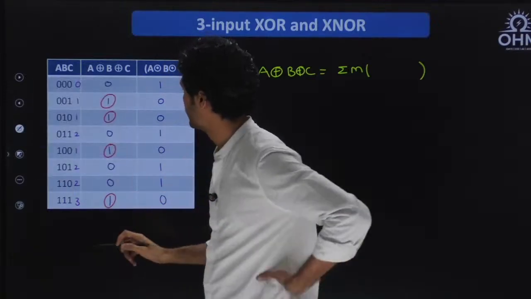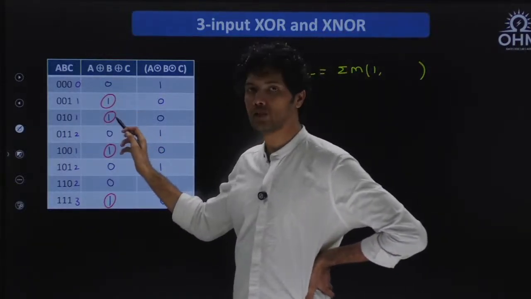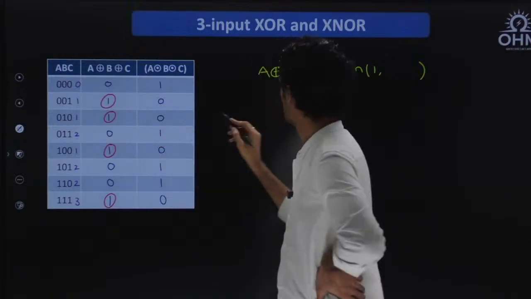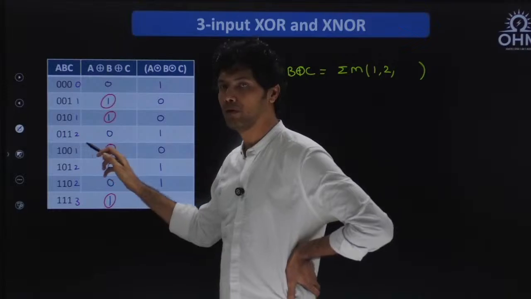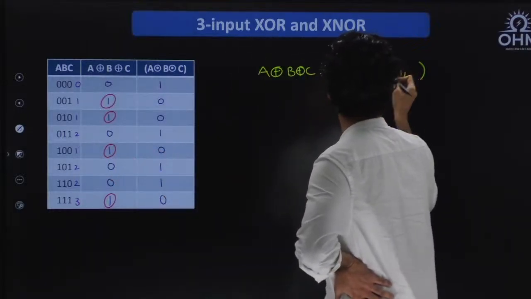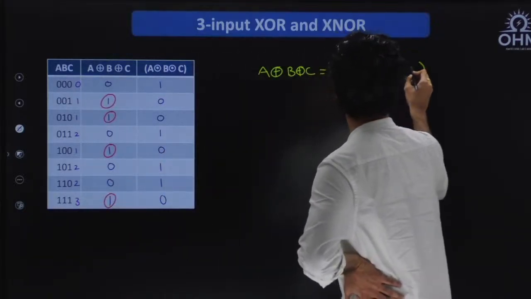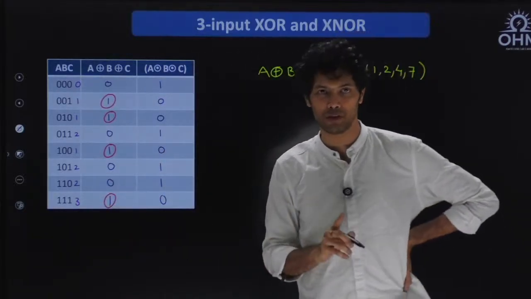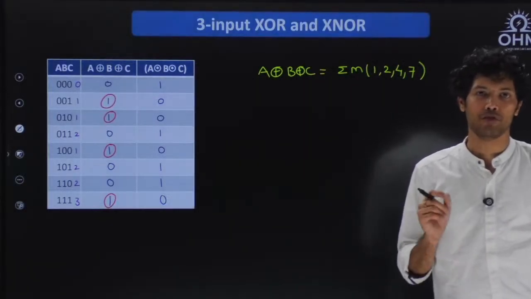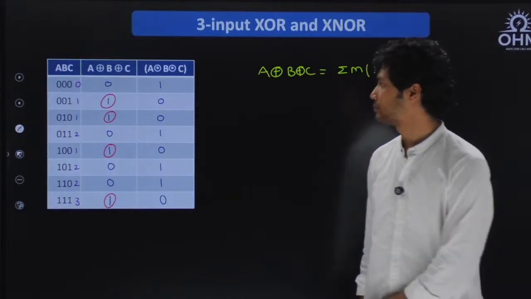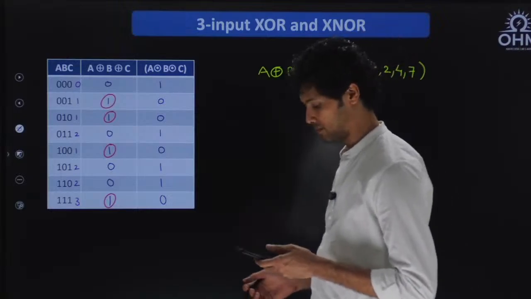They correspond to what? If you notice, 0 0 1 means index number 1. Then the next one corresponds to 0 1 0, value is 2, so index number 2. Next is 1 0 0, index number 4. And lastly, we have triple 1, which means index number 7. So 1 2 4 7. Do remember these numbers. 1 2 4 7 is the representation of the XOR gate in the form of minterms. So this is regarding the 3-input XOR as well as XNOR gates.